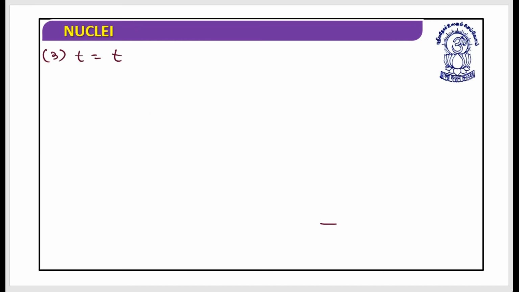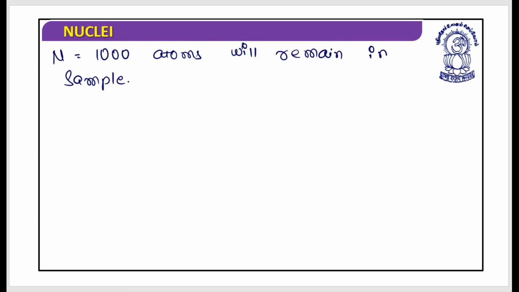It's t equals to t1 when n would be equal to 1000. So how will we do this and what can be done? Think over it and let me know. Any idea? How will we do this? That 1000 atoms should remain in the sample.